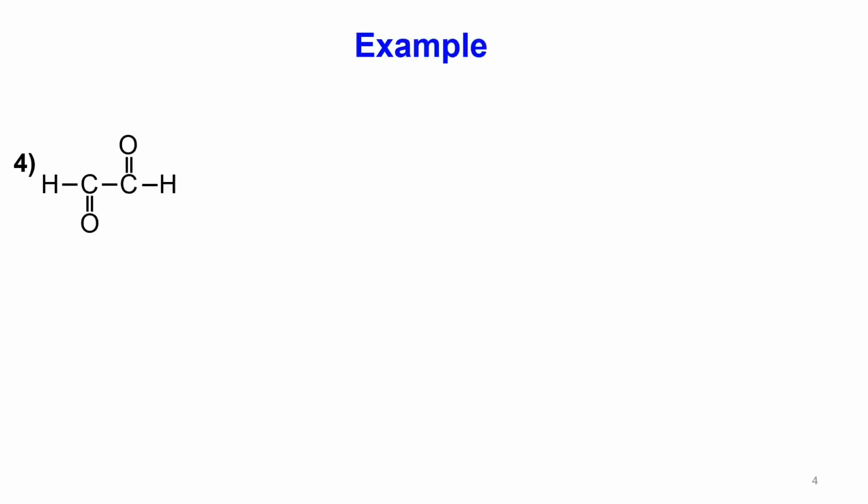Example 4. This structure contains two carbonyl groups, carbon double bonded to oxygen, each with a hydrogen atom. In this structure, it has two carbon atoms. So the IUPAC name given is ethanedial. Di stands for two groups of carbon double bond O, which is the carbonyl group.